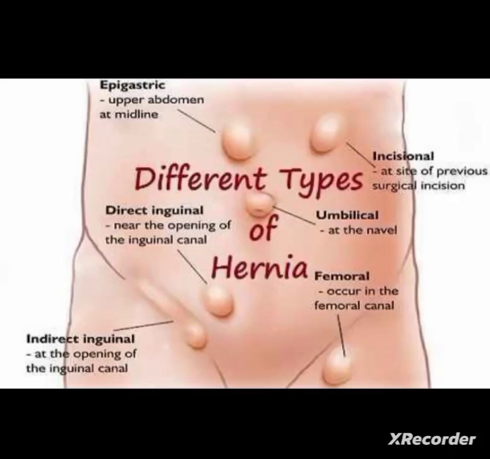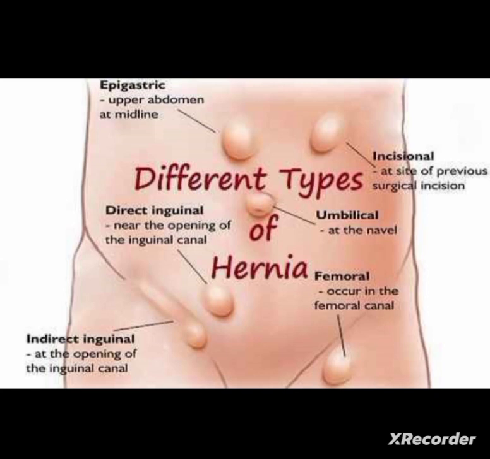Today's topic is hernia. A hernia is a protrusion of a viscus through an abnormal opening or a weakened area in the wall of the cavity in which it is normally contained. A hernia may occur in any part of the body. Hernia means the protrusion of abdominal organs through a weakened part.